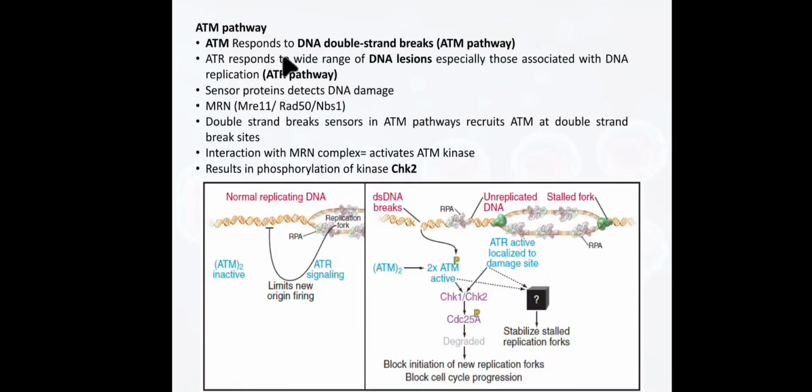The ATM pathway is known as the ataxia telangiectasia mutated pathway. It responds to DNA double strand breaks. In the ATM pathway, the MRN complex is the sensor that senses the double strand break. MRN binds to the DNA damage, that is the double stranded break, and then it recruits ATM.